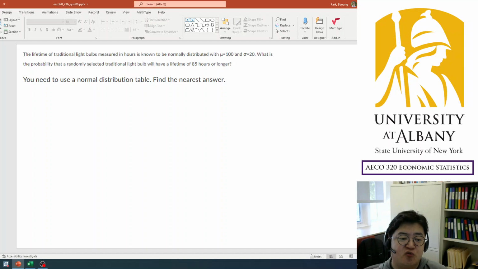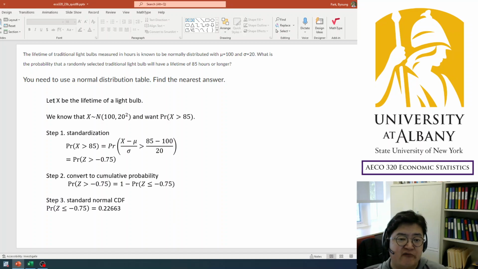Same question. We define a random variable x as the lifetime of a light bulb, and we know its mean and standard deviation. We are calculating probability greater than 85. Identical structure to the previous question. You are going to standardize. Probability greater than 85 becomes z greater than 85 standardized. 85 is standardized to become minus 0.75. So they are equivalent probabilities.